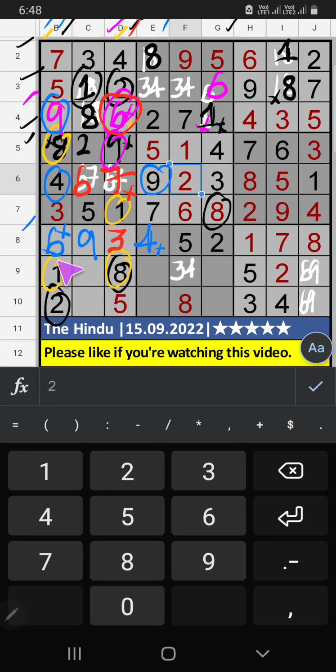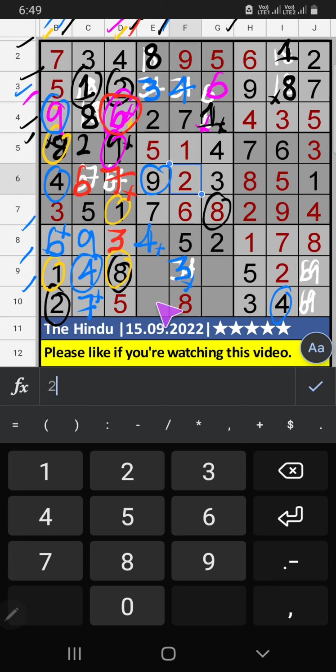Then 6 is here. Then column C, 2 numbers are remaining, 4 and 7. 10th row, we have 4. So 4 can't come in the cell, 4 is confirmed here. Then 7 is here. 9th row, we have 4. So 4 can't come in the cell, 4 is confirmed here. Then 3 is here. Then third row, only one number is remaining, 3. 3 is confirmed here.